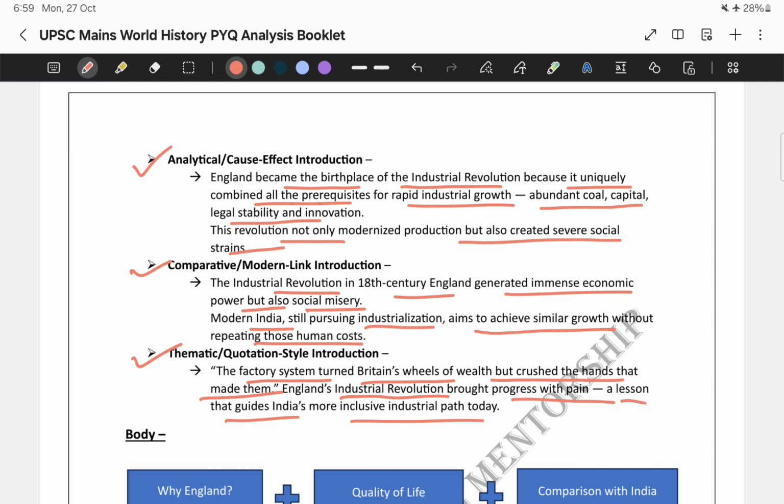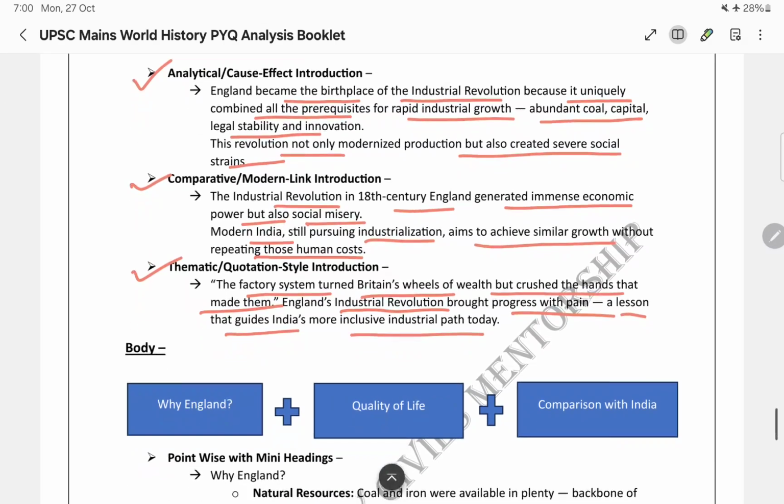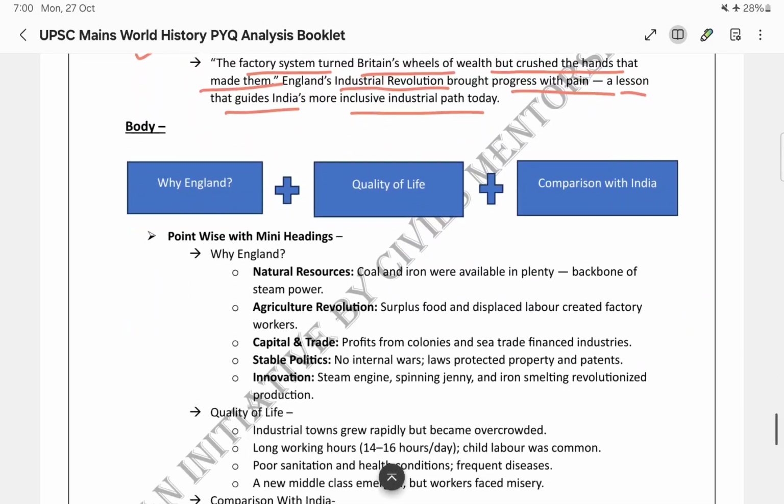So, you can choose the style that feels natural to you and matches the tone that you want to set, because as we all know, introduction is nothing but setting the tone. So, that's how you can introduce your answer. Now comes the main body. Since this is a three-part question, your body must clearly address all the three parts.